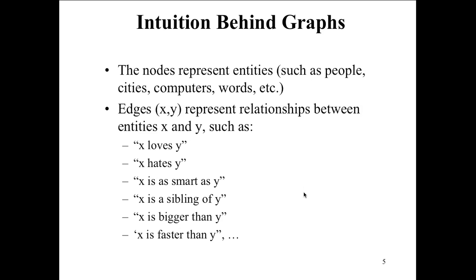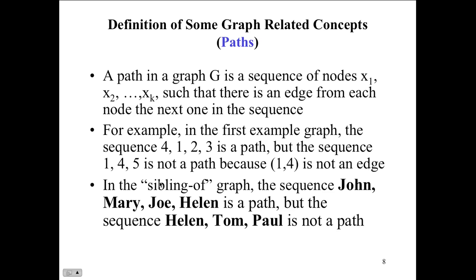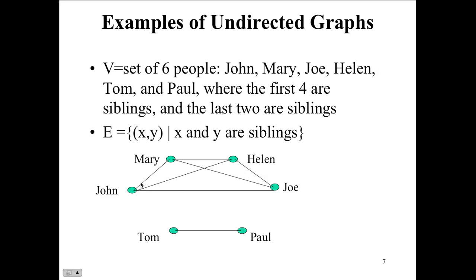So in the case of this graph here, we can follow the sequence as long as there's a connection between the nodes. It's part of the path by definition. And a path can apply to a directed or an undirected graph as well. So in the sibling graph, the sequence John, Mary, Joe, Helen is a path, but the sequence Helen, Tom, Paul is not a path, because there's no connection between these 2 particular nodes. So this is not a path, Helen, John, Paul. But Helen, Mary, John is a path.